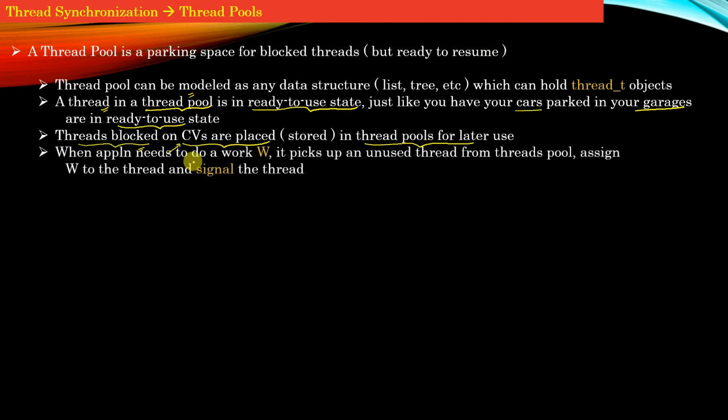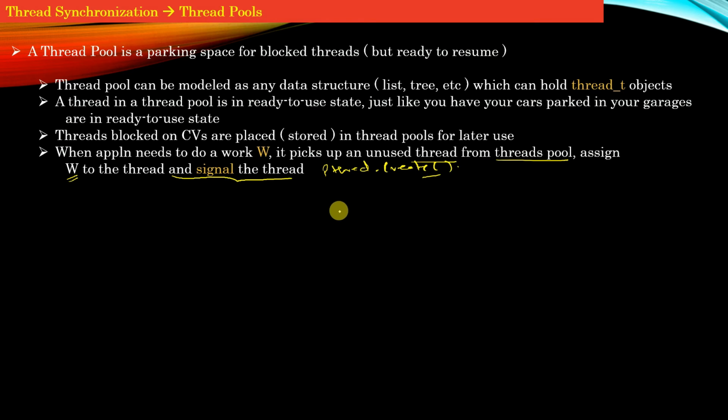When the application needs to do some amount of work, let's say that amount of work is W, the application simply picks up an unused thread from the thread pool, assigns the work W to the thread and signals the thread. Here signaling the thread means making the thread execute. Now this thread which executes performs this work W on behalf of the application. So you can see that the application simply picks up the thread from the thread pool, assigns the work W and signals the thread. There is no pthread_create API involved.